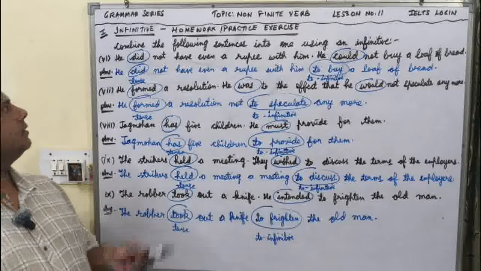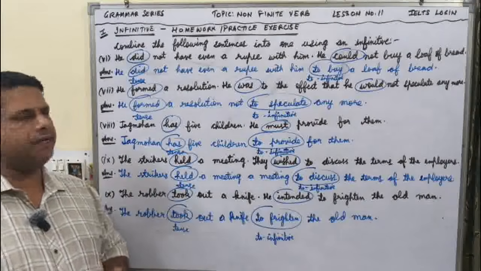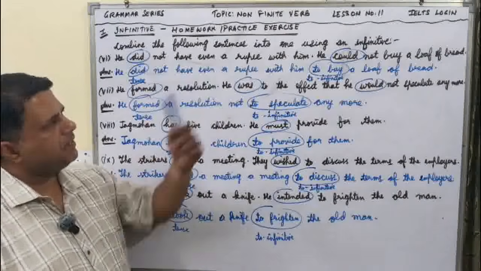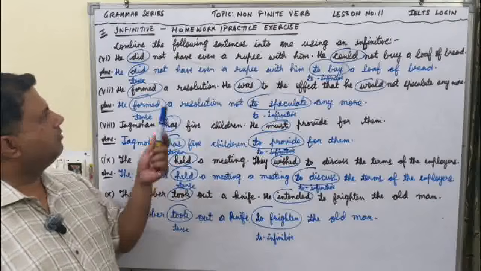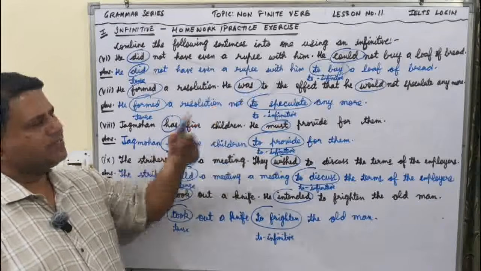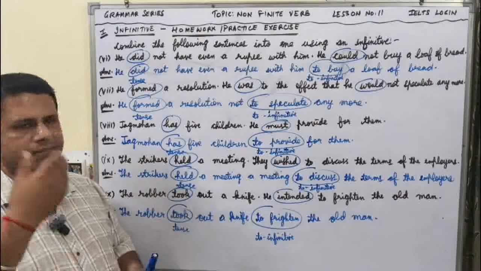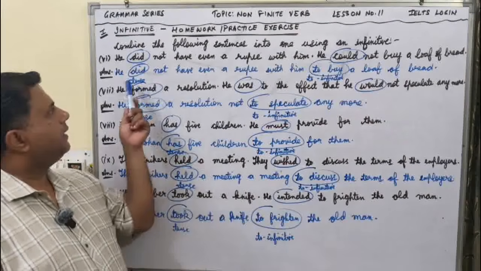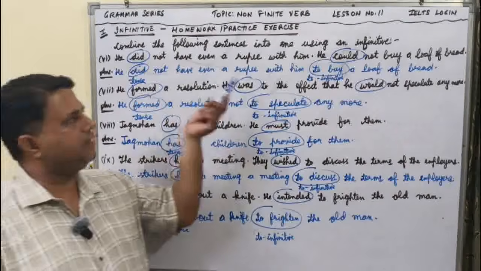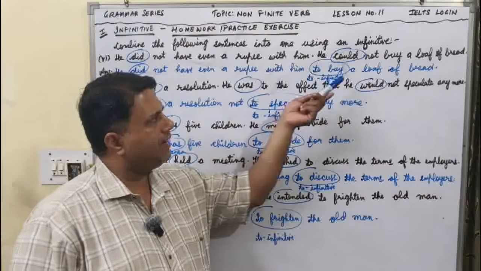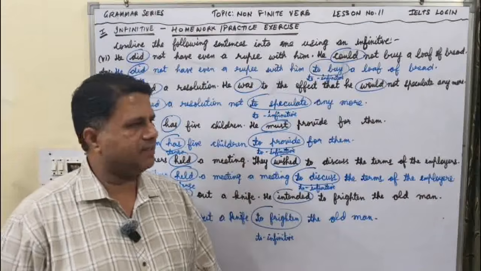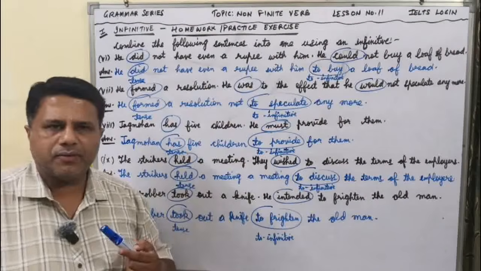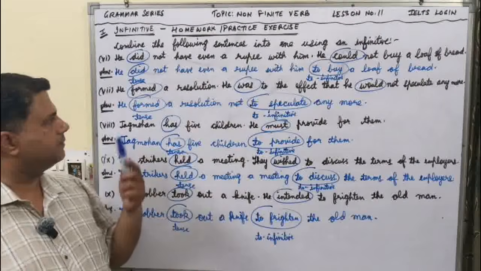Now the answers. He did not have a rupee with him. He could not buy a loaf of bread. So did is tense element, could is modal verb. So one sentence will remain same and we will join the sentence from the verb. He did not have even a rupee with him. For what? To buy a loaf of bread. So did is tense element, to buy is to infinitive. This is a simple sentence.